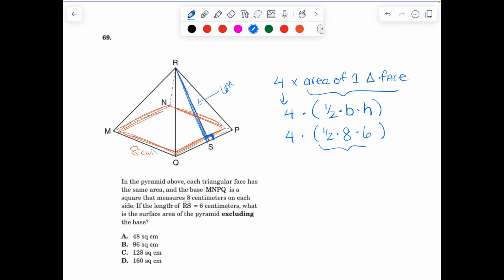So 1/2 times 8 times 6. 6 times 8 is 48. Half of 48 is 24. And I have 24. So that means that the area of each of the triangular faces is 24 centimeters squared, and there are 4 of them, so that's why I'm multiplying 4 times 24, which will give me 96. So 96 square centimeters is my answer.